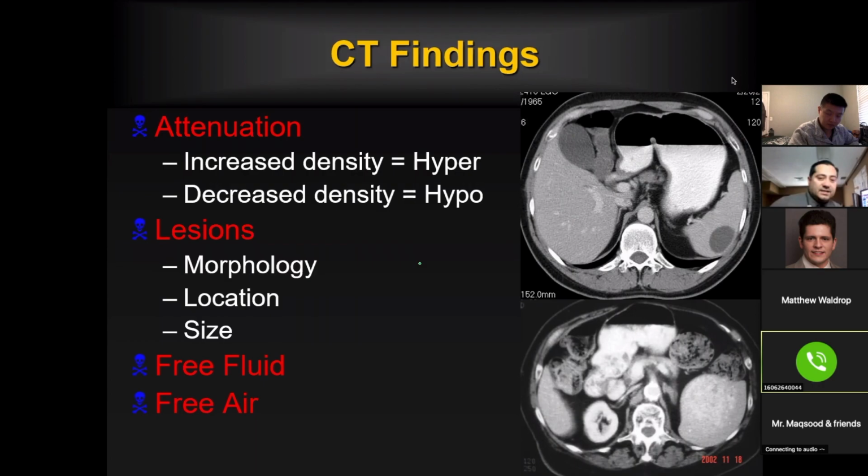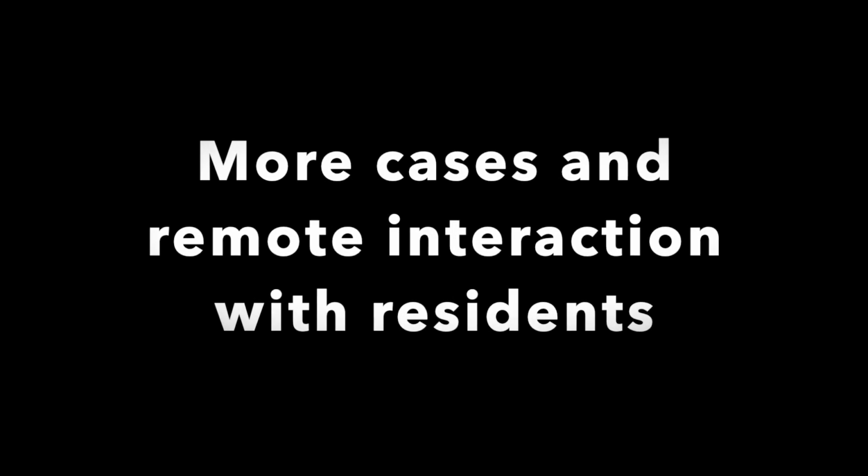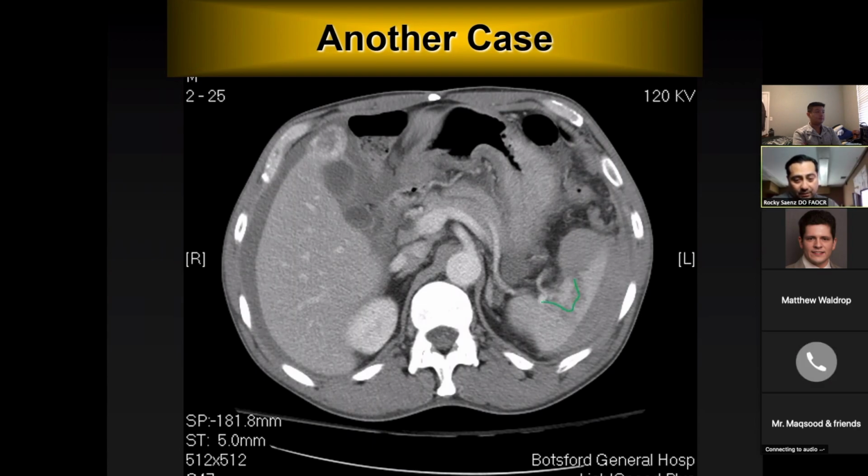So anyway, CT findings. This is just, again for the students, quickly how we'll be describing the cases, where we talk about things in either hyper or hypo attenuation. So hypo meaning dark. Laceration going through the spleen like that.